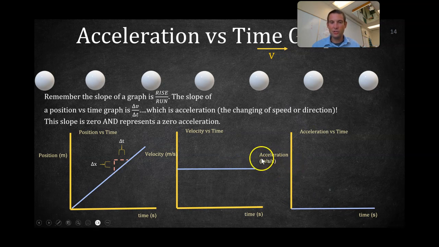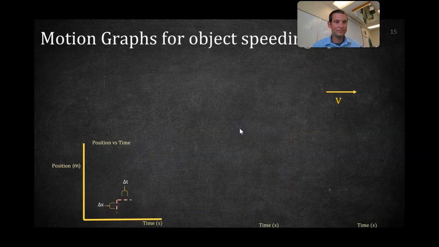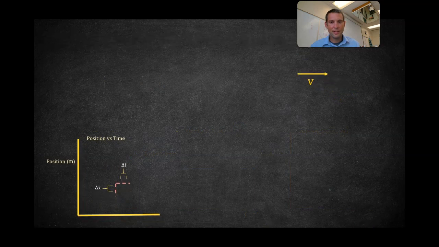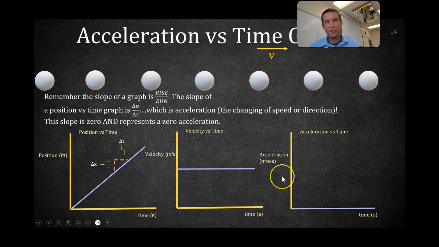The acceleration units, because it's rise over run, it's meters per second over seconds, so meters per second squared. Another way to think about that unit is meters per second every second. So the velocity is changing 0 meters per second every second that goes by.